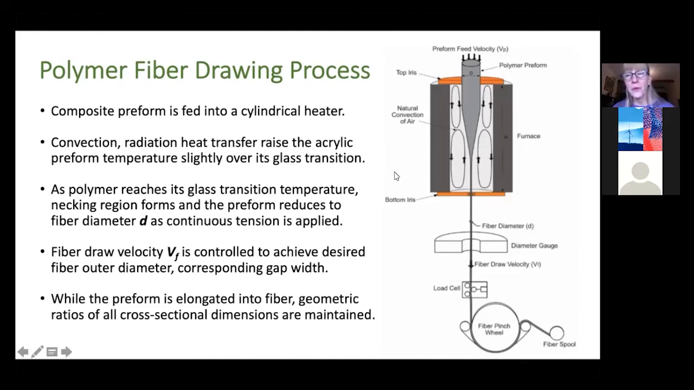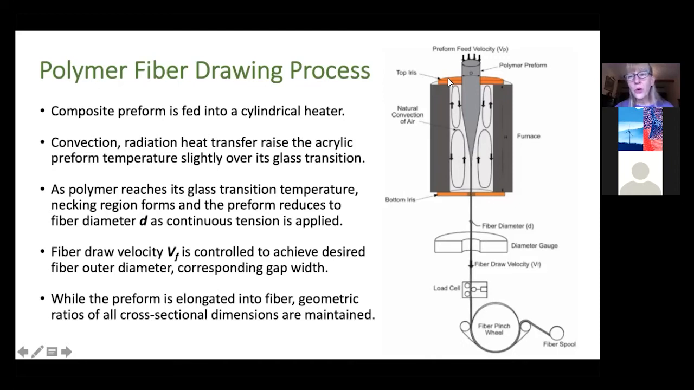So the beauty of polymer processing is it happens at much, much lower temperatures than would be processing glass. And thus you can incorporate a much wider variety of materials than you could in a glass fiber process. In the case of polymer fiber production, the primary modes of energy transfer in this cylindrical heater are convection and radiation.